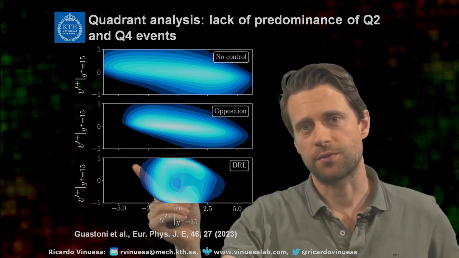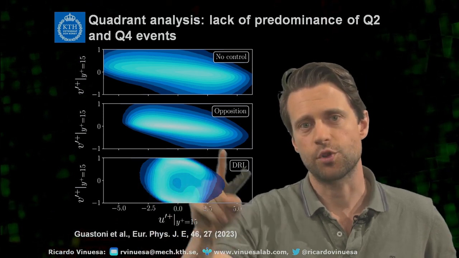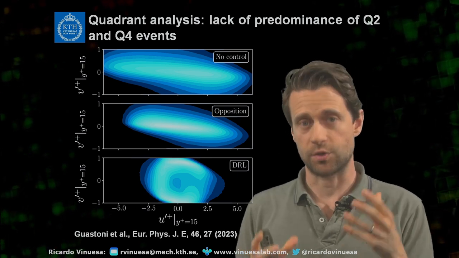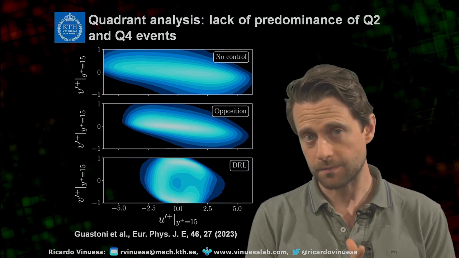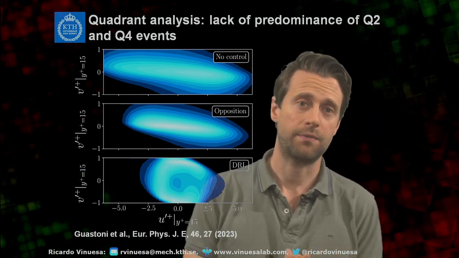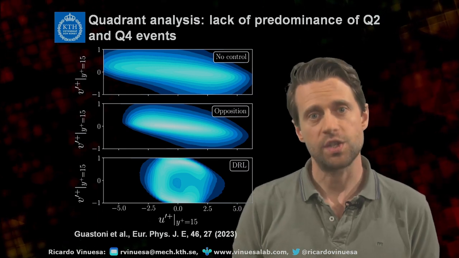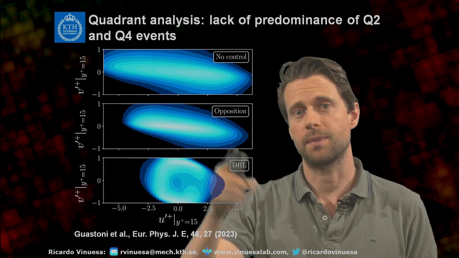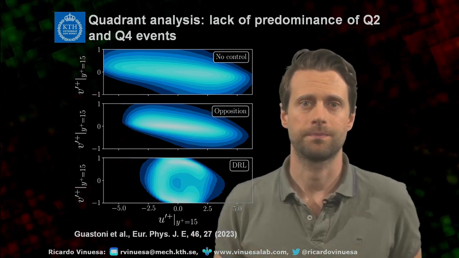Now the predominance of Q2s and Q4s is gone. We have a much more even distribution among Q events. And in fact, what happens is that the streaks are significantly stabilized. The flow is not laminar. We have not relaminarized the flow, but we have been able to really significantly change the dominant flow features in such a way that this doesn't resemble anymore the typical quadrant analysis of a classical turbulent flow.